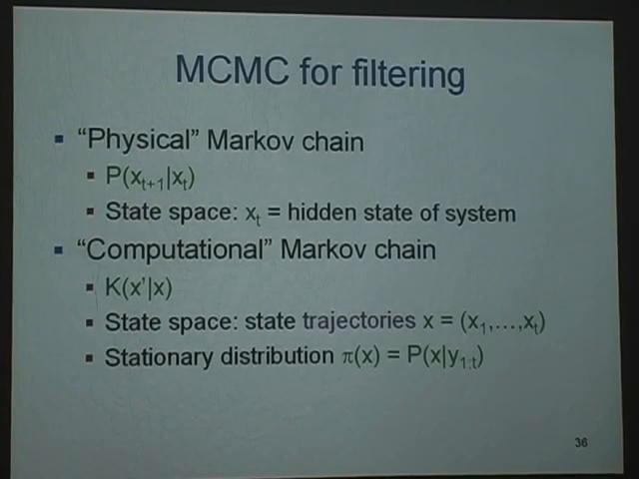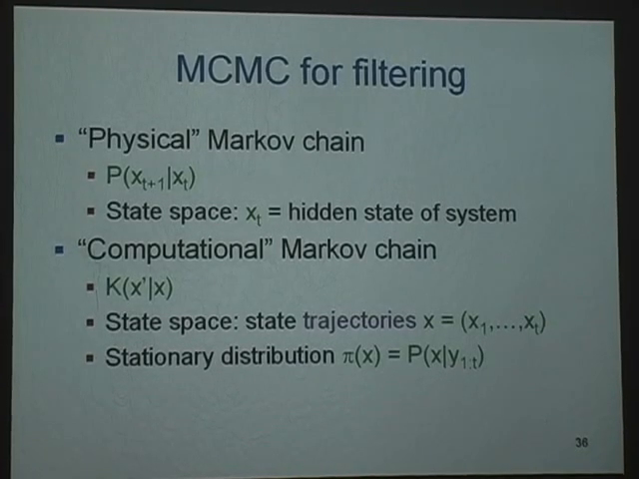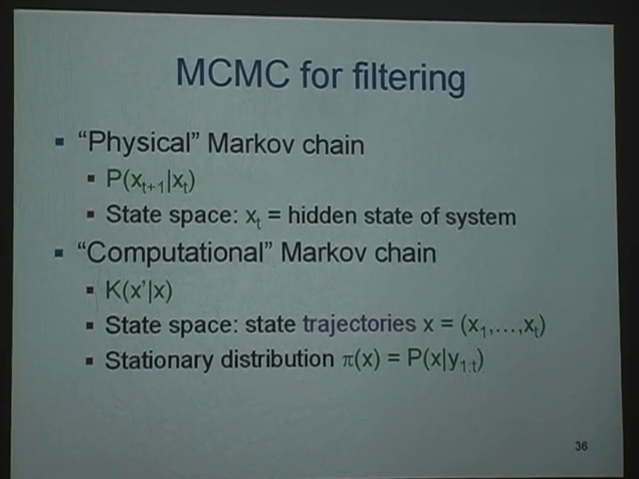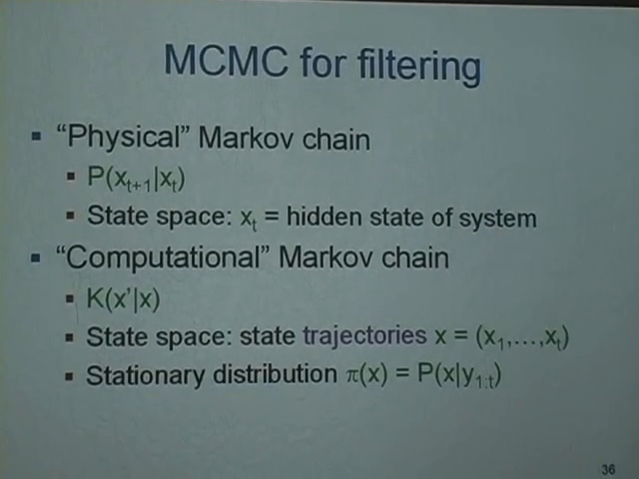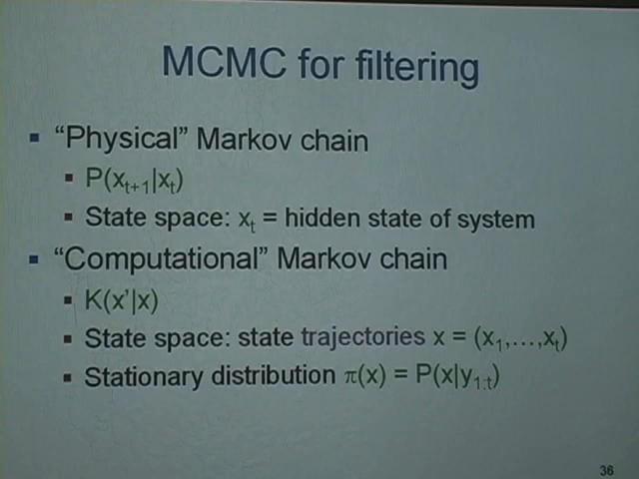So we are going to use a Gibbs sampling algorithm for filtering. Before describing it, let me set up some terminology. There are going to be two Markov chains floating around here. First of all, there's the environment itself, which has a hidden state that's evolving according to a Markov chain. I'll call that the physical Markov chain, p of x_{t+1} given x_t. The state space is the hidden state of the system. And secondly, there's the so-called computational Markov chain, which is the MCMC Markov chain. Here, the state space of this Markov chain is entire state trajectories, so x1 through xT. That's what each state of this computational Markov chain looks like. And the goal is to make the stationary distribution of the computational Markov chain be precisely the posterior distribution given the observations so far, p of x given y1 through T.